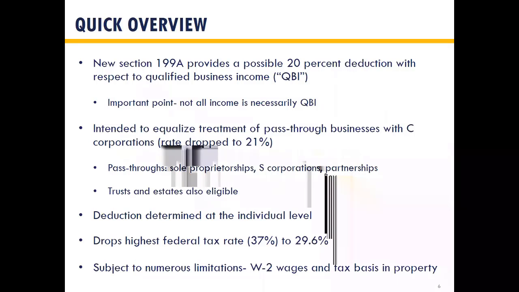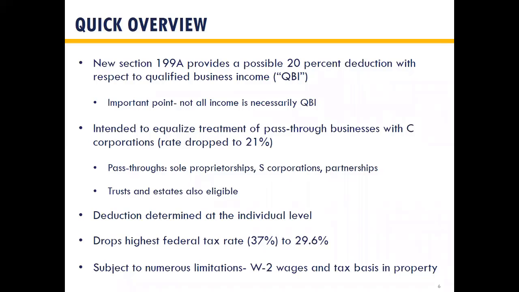So 199A is a deduction. It provides a 20% deduction with respect to qualified business income, QBI. So the first important point is that not all income is necessarily qualified business income. And particularly to the international space, one of the definitions of qualified business income is that it has to be effectively connected income, ECI, so effectively connected with the US trade or business.